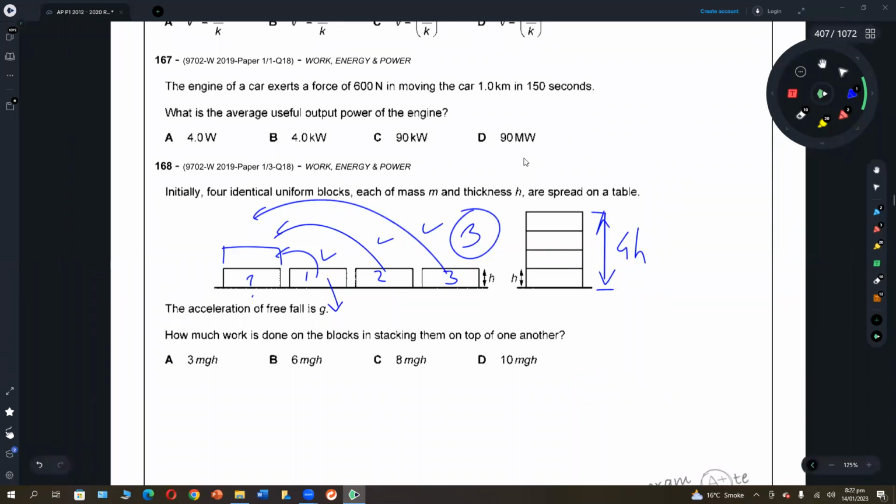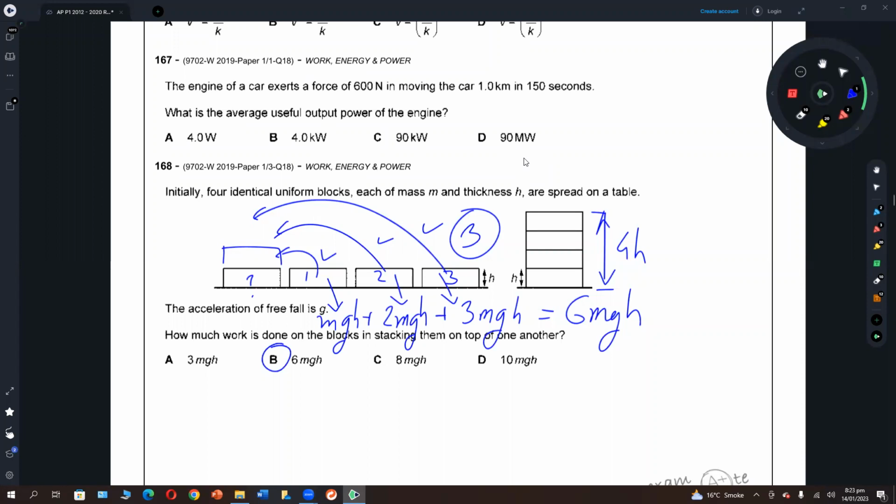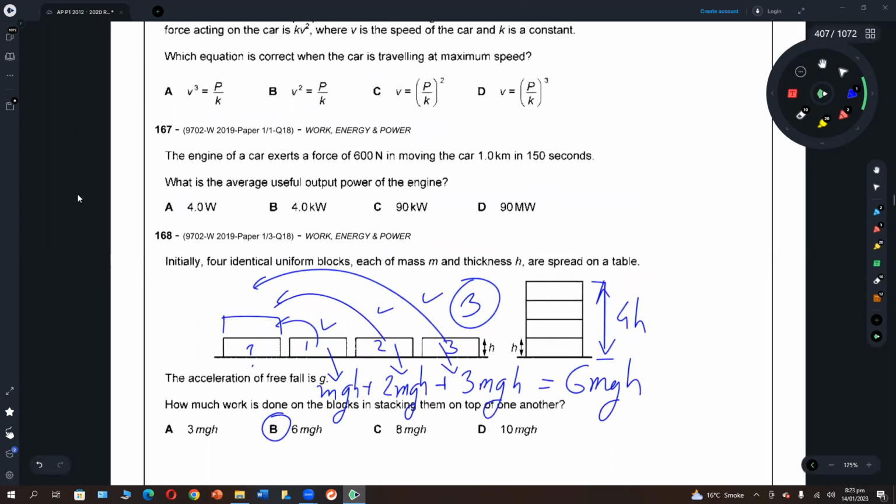पहला ब्लॉक ऊपर कितना जाएगा? पहले ब्लॉक का वर्क डन होगा mgh. तुम उसको एक यूनिट ऊपर उठाओगे. अब दूसरे ब्लॉक को दो ब्लॉक्स के ऊपर रखना है, so that will be 2mgh. तीसरे ब्लॉक को उठाओगे 3mgh. वो तो सबसे ऊपर आएगा ना. अब इन सबको ऐड कर दो तो the total work done is 6mgh. अब देखो इसमें trap क्या था, the people will immediately think four blocks. Actually four blocks are not moving, three blocks are moving. Second trap is that हर ब्लॉक का वर्क डन same नहीं है.